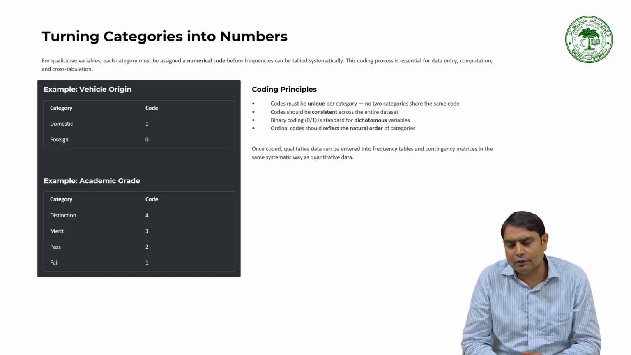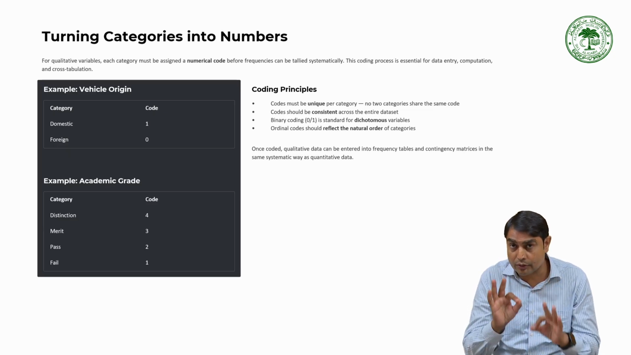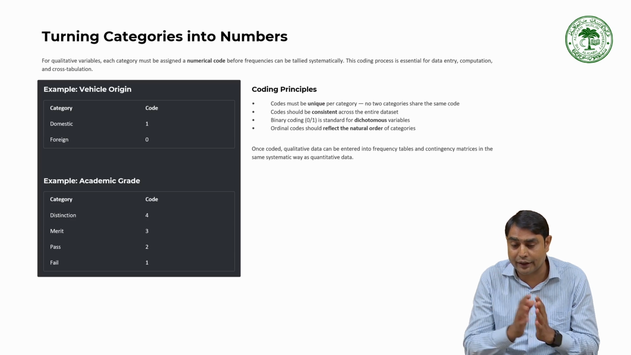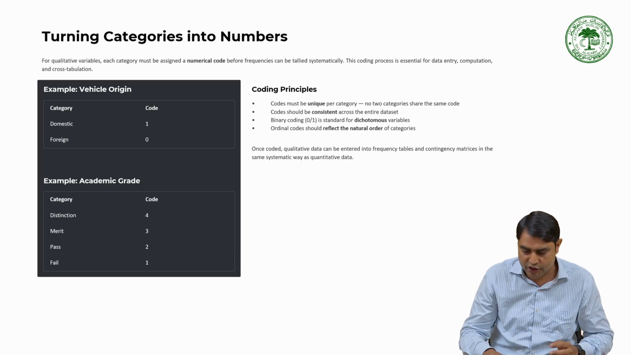Ordinal codes reflect the order or ranks. So ordinal codes should be in a proper particular order, because it is rank data which has to be in a particular order. If you change it, the meaning will change.